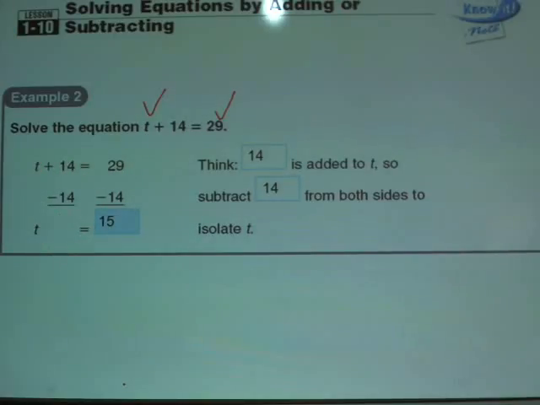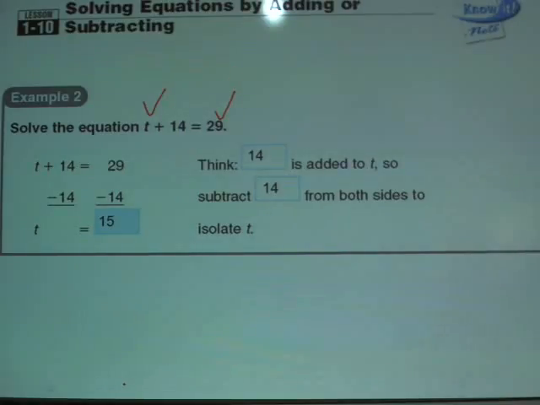Now, you might be saying, well, why do we do that? What I want you to picture here is a double beam balanced scale. Your goal is to keep the scale perfectly balanced. So let's say I take 14 pounds off of one side of the scale. Well, the only way to keep that scale perfectly balanced is to take 14 off the other side of the scale. All right? And that's exactly what you're doing here.